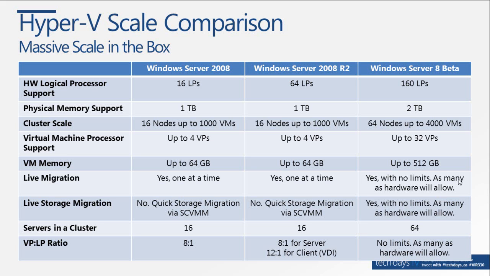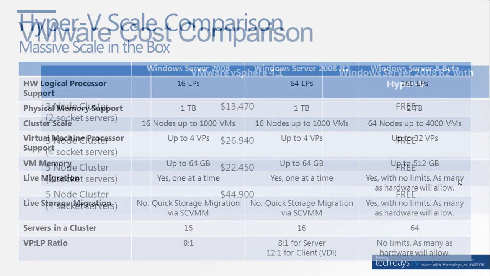Virtual machine memory per VM is today 64 gigs. Windows Server 8 is 512, and so on down the line. So there's a lot of things that, as Windows Server 8 becomes more widely available and as we actually release that product, you're going to find all these limitations do in fact go away.